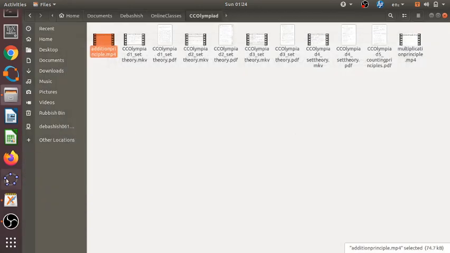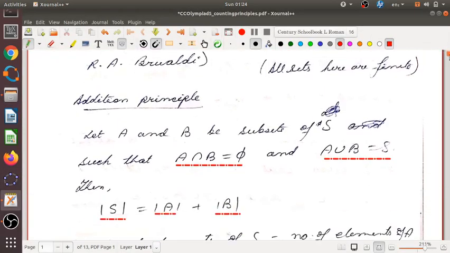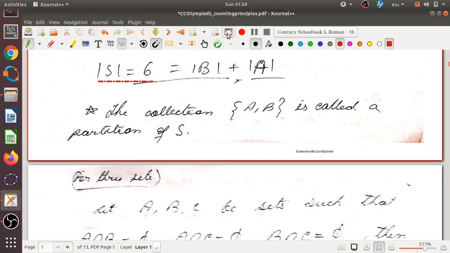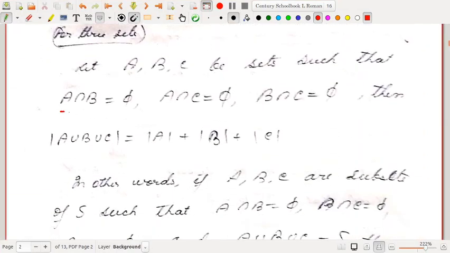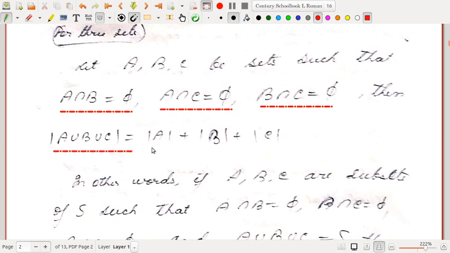This can be extended to 3 sets, 4 sets, any number of sets. Let us see it for 3 sets. Suppose we have 3 sets A, B and C such that A intersection B is empty, A intersection C is empty, and B intersection C is also empty. For 3 sets, these 3 conditions should be satisfied, and we say that A, B and C are mutually disjoint. If we pick any two of them, they are disjoint. Only when they are mutually disjoint can we write the number of elements of A union B union C as the number of elements of A plus the number of elements of B plus the number of elements of C.